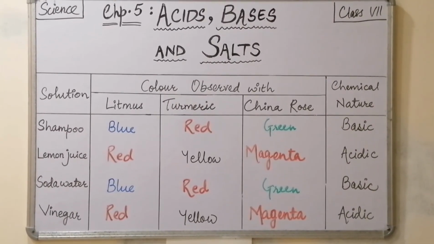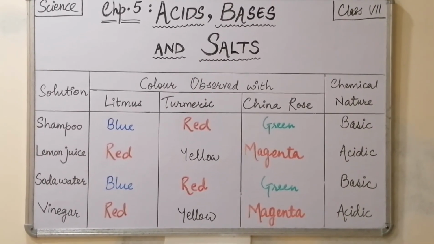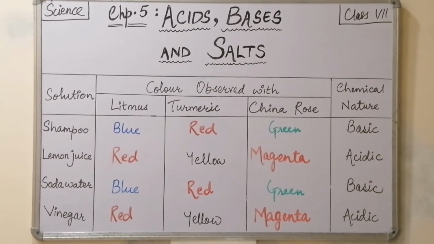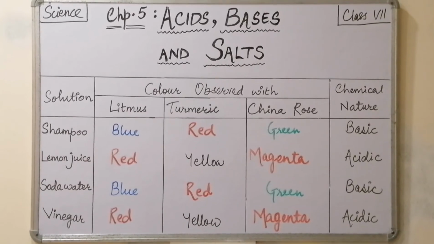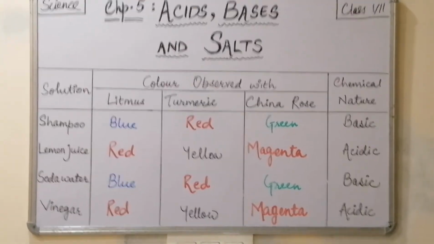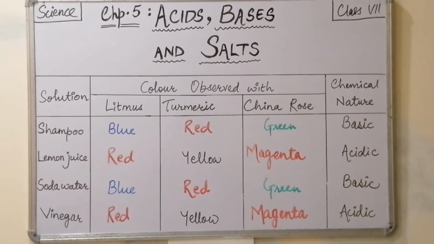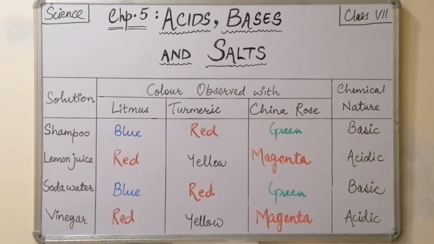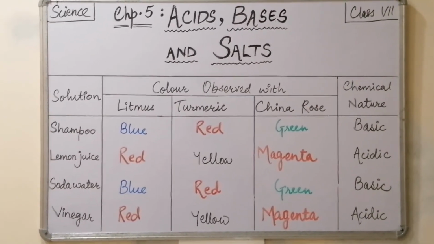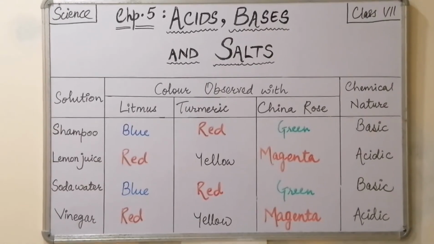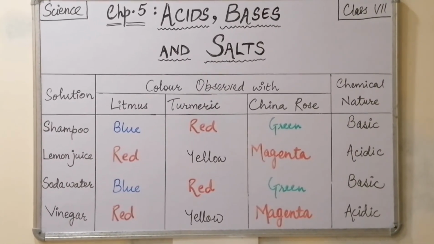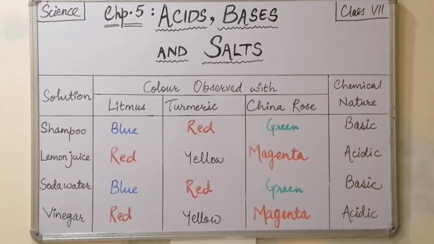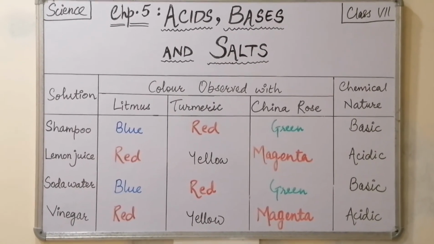The shampoo will give a blue color with litmus paper. So if we are using a red litmus paper, it will turn into blue. The lemon juice will turn blue litmus to red, the soda water will turn red litmus to blue and the vinegar will turn blue litmus to red. Similarly, we will see that the turmeric indicator will give a red color in shampoo and soda water, whereas a yellow color in lemon juice and vinegar.